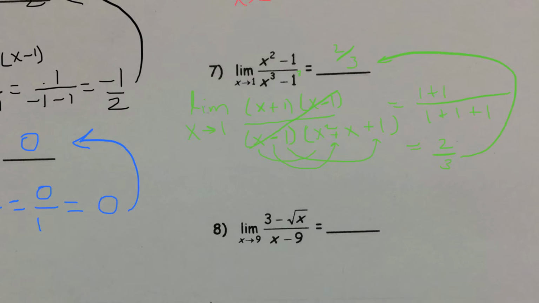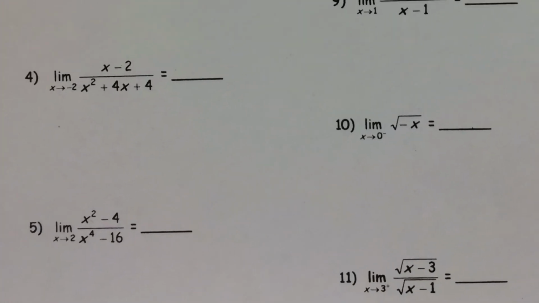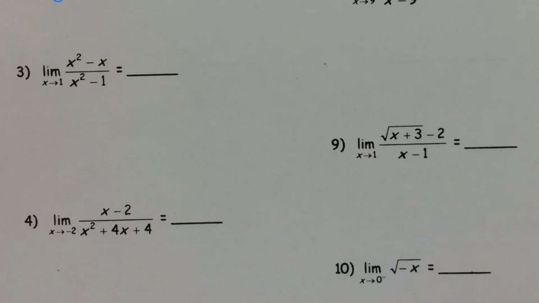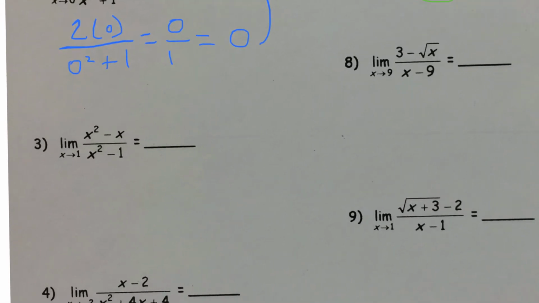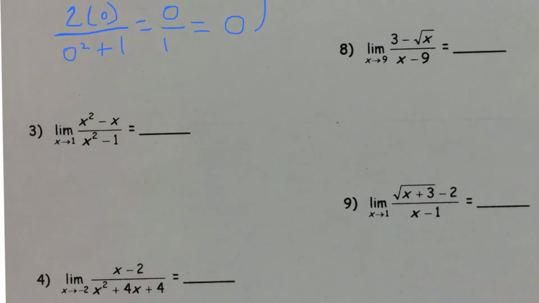Okay, let me just take a quick look at the rest of the problems. I'll encourage you to work on number 8. You can try that as a good exercise on your own. And here you're going to have to multiply by the conjugate of the numerator, which is 3 plus the square root of x. And so work on that, and then if you have questions on it, just talk to me in class.